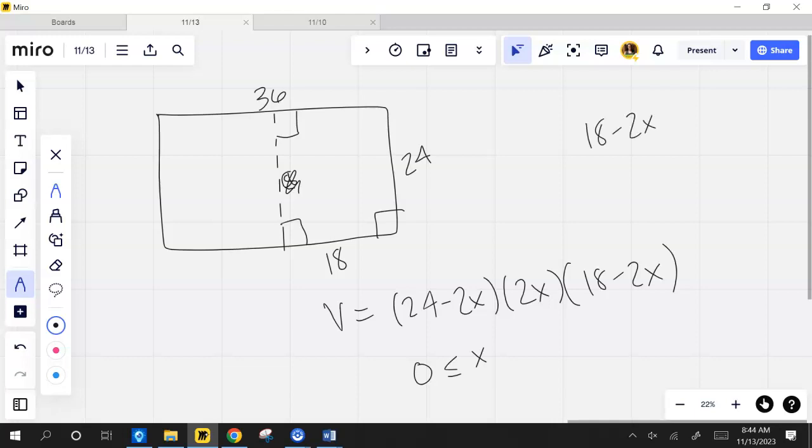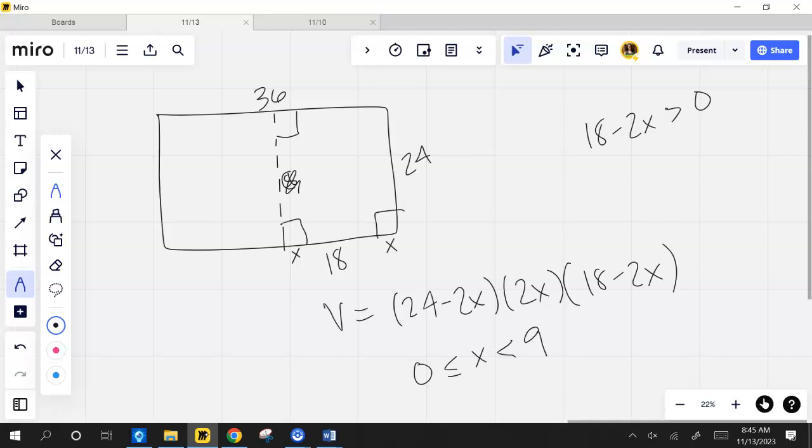18 minus 2x can't be bigger than 9, right? Because this still has to stay bigger than 0. I've got to have something there. So if I solve that, I know it's got to be bigger, so I'm between 0 and 9. If you take 2 of them away and both of them are 9, you don't have anything left. So I would say that's your domain there. You okay with that?